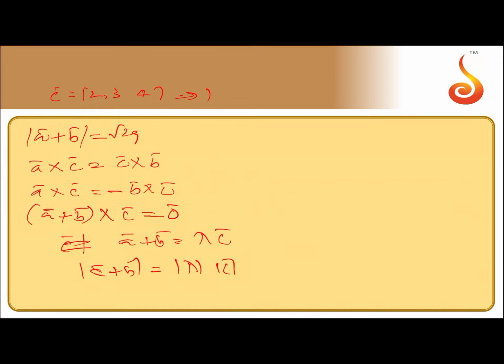The magnitude of C from here is equal to how much? Under root of 4 plus 9 plus 16, 29, root 29. Let's keep that one. And of course, modulus of A plus B is also root 29. That implies lambda is equal to 1. Truly speaking, plus or minus 1, but I am taking the modulus value, lambda equal to plus 1.